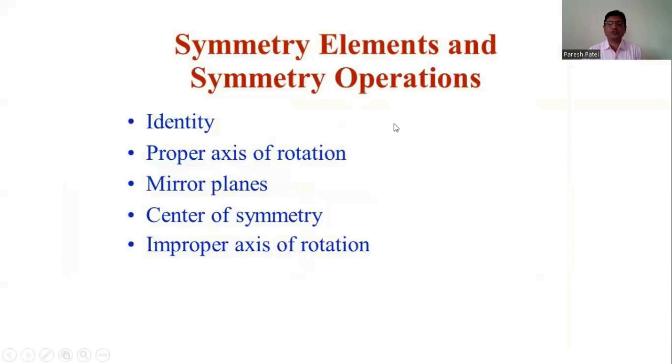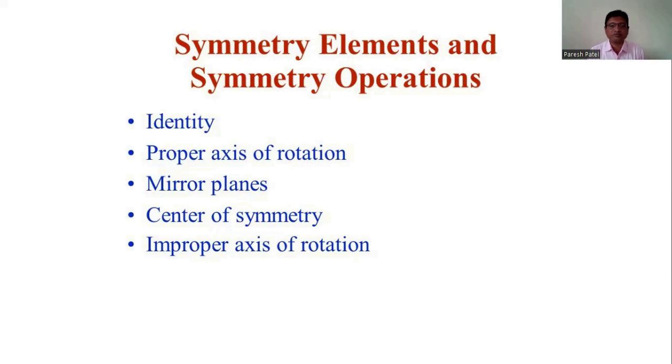Now, 2 terms are most important in our molecular symmetry. First one is symmetry elements, and second one is symmetry operations. What are symmetry elements? Plane, line or point. These are known as symmetry elements, and the process carried out on either plane, line or point to get the equivalent orientation position. This process can be recognized as symmetry operations.